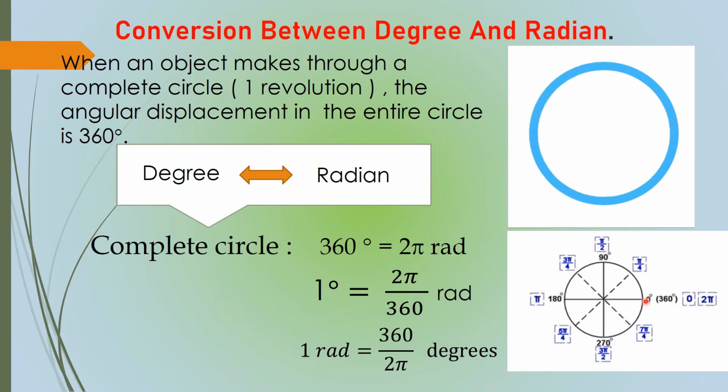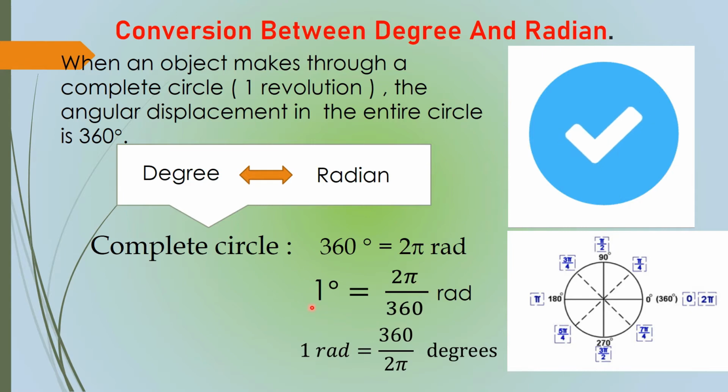Based on this figure, the object starts at 0 degrees. When it completes one circle, it is equal to 360 degrees or 2 pi in radians. A 90 degree angle is only pi over 2 radians. 180 degrees is pi radians. So the conversion factor for a complete circle is 360 degrees equals 2 pi radians.